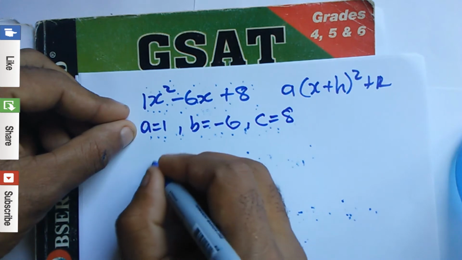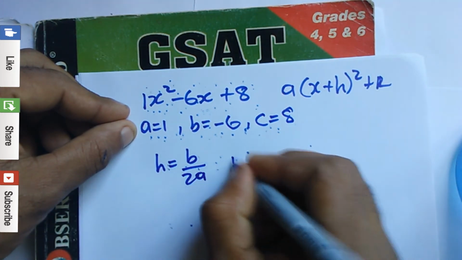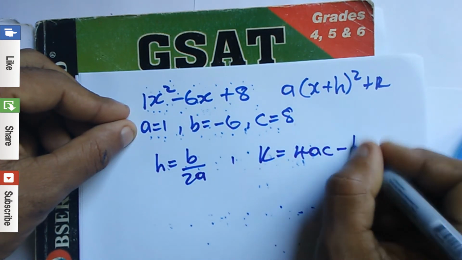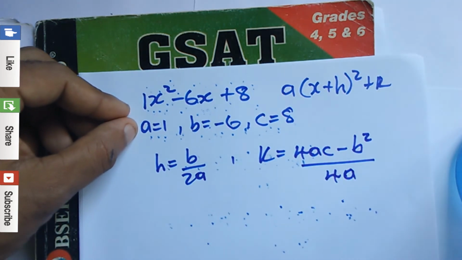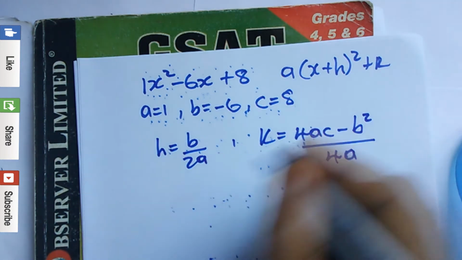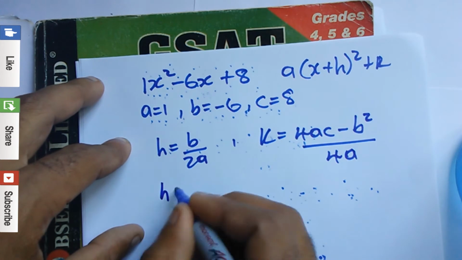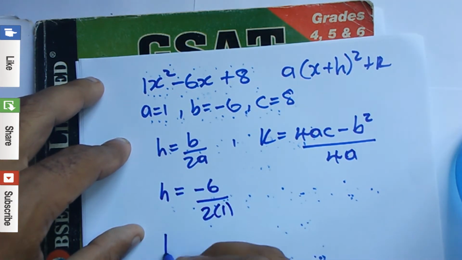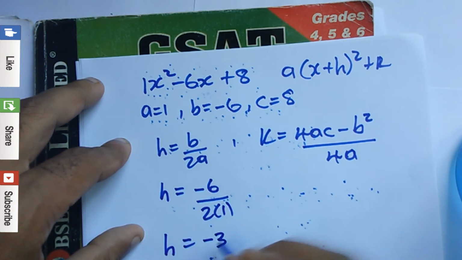We also know that h is equal to b over 2a, and k is equal to 4ac minus b squared, all over 4a. So I'm just going to go ahead and solve. Once you understand how to solve the question, you can just skip some of the steps. So we have h equal to minus 6 divided by 2 times 1. So 2 times 1 is 2. So minus 6 divided by 2 is negative 3.